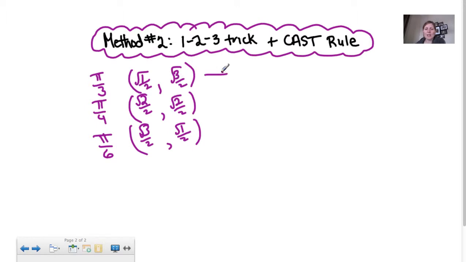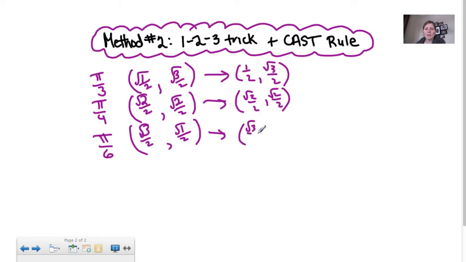So the only other thing that's left to do is to clean these up a bit, because the square root of 1 over 2 is just 1 over 2, and root 3 on 2. So the x value is a half, the y is root 3 on 2. In this case, root 2 on 2 and root 2 on 2 stay as they are. And down at the bottom, we have root 3 on 2 and then 1 on 2.